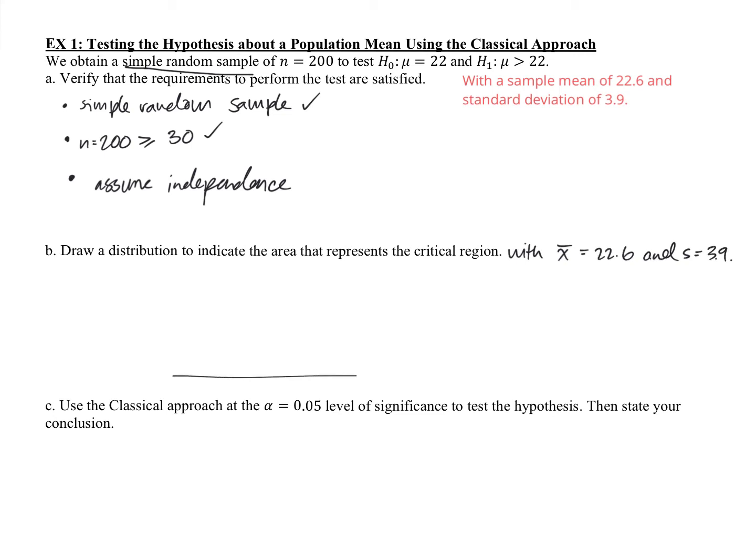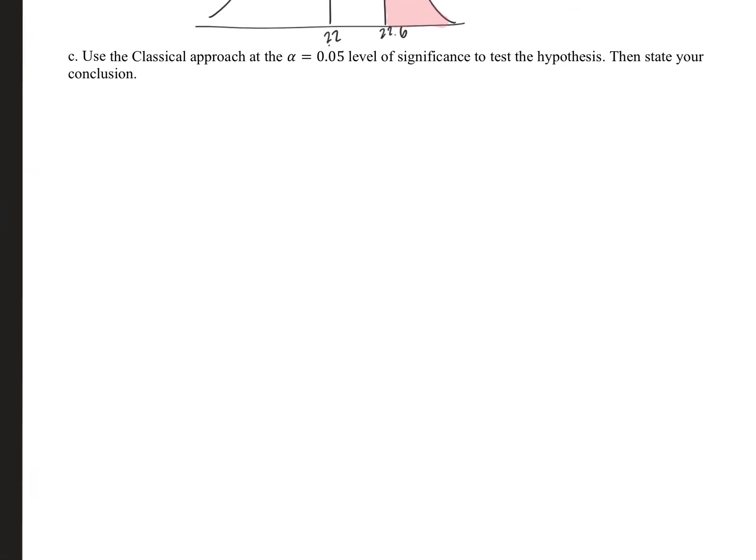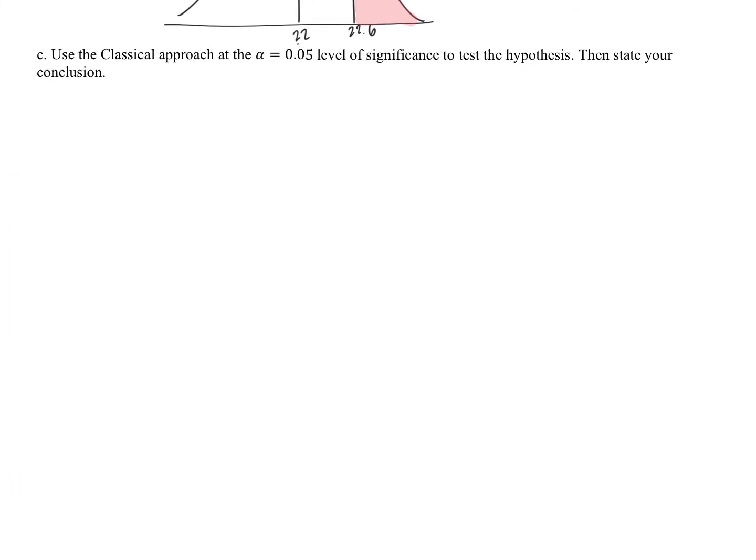Okay, so let's go ahead. We're going to draw the area for the critical region. So we have our mean of 22, and we're looking at 22.6. So we want it to be greater than. That's what we're looking at. All right. So now let's go ahead and test this using the classical approach. So let's find the test statistic.